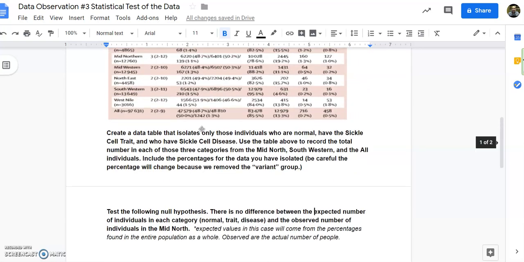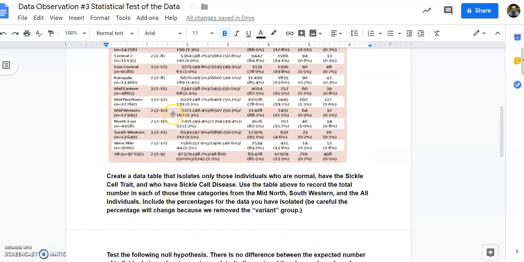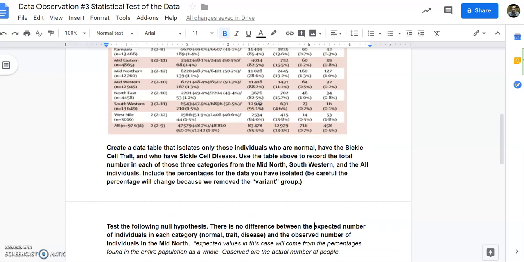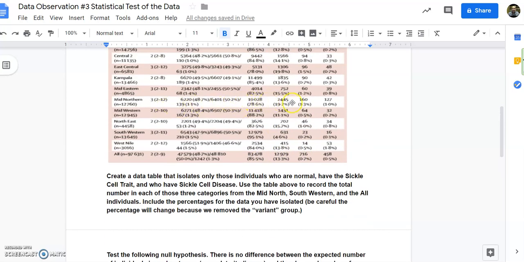So you might say, well, what am I expecting to see? Like the observed data is right there. That is your observed data. You'll change the percentages a little bit, but that's what you observed. Your expected data is going to come from your all category. So whatever your final percentages are for the all category, that's what you'd expect to find. You're going to apply those expected percentages to the number of people that they counted in the mid-north, the number of people that they studied, and figure out how many you would have expected to find if the population in the mid-north reflected the population overall.